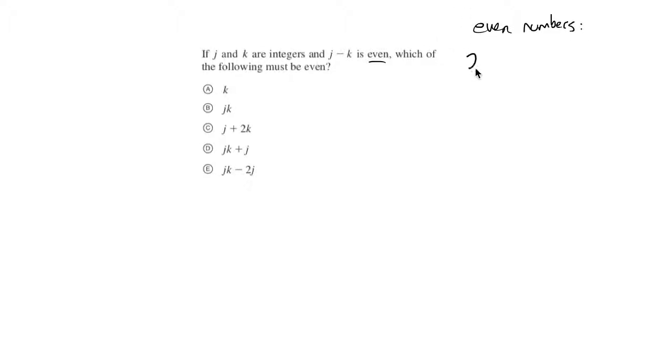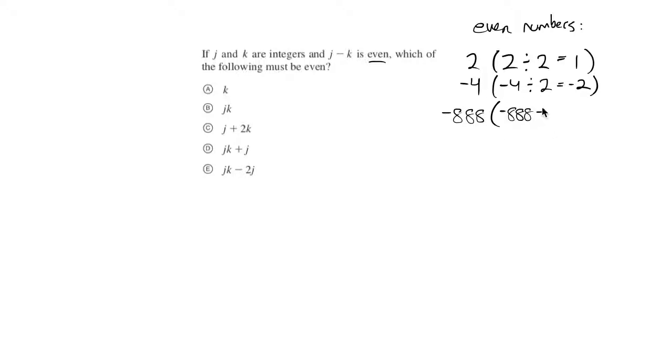2 is an even number because 2 divided by 2 is 1, which is a whole number and integer. Negative 4 is an even number because negative 4 divided by 2 is negative 2, a negative number, but an integer nonetheless. Negative 888 is an even number because negative 888 divided by 2 is negative 444, a whole number. And 0 is an even number because 0 divided by 2 is the integer 0.